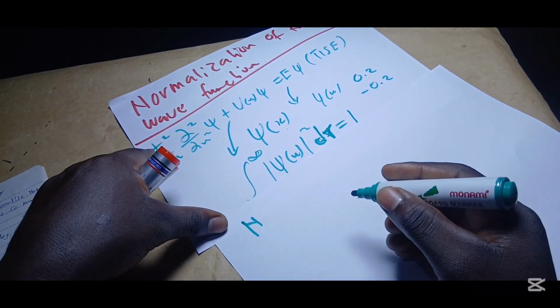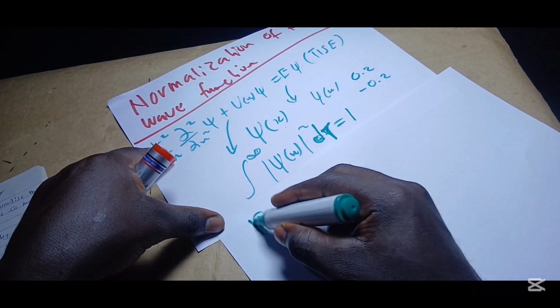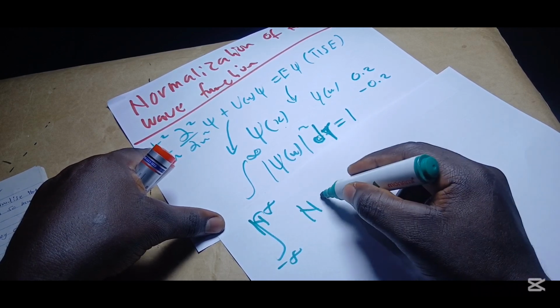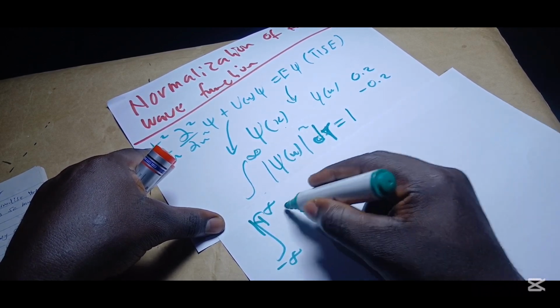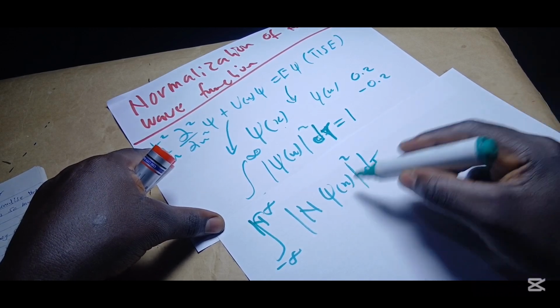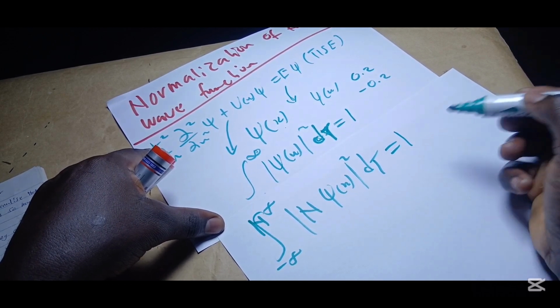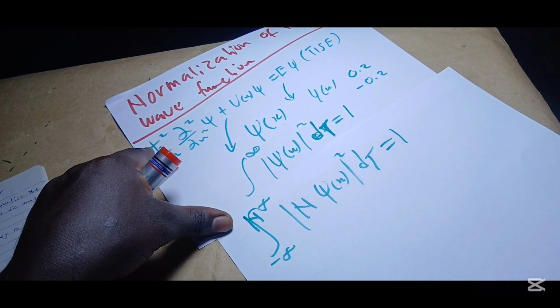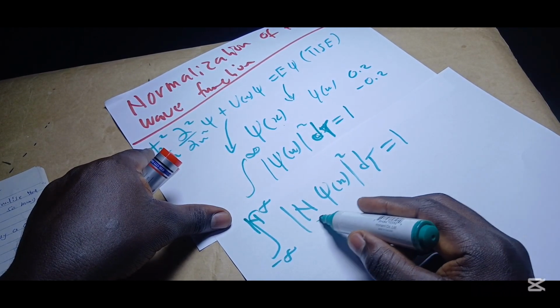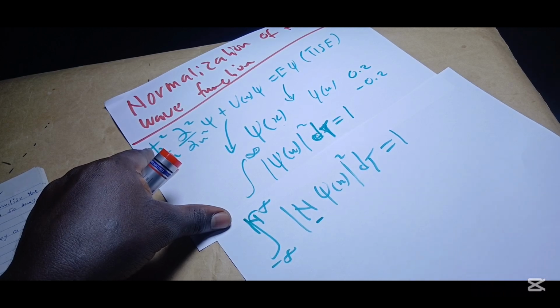Normalization of the wave function simply means that for a wave function that is not normalized, we should add a certain constant to it, take its absolute square and integrate. Then after integrating, we should get 100% probability of finding the particle within the system, that is, if the particle exists. And this N here, when we solve it, becomes the normalization constant.